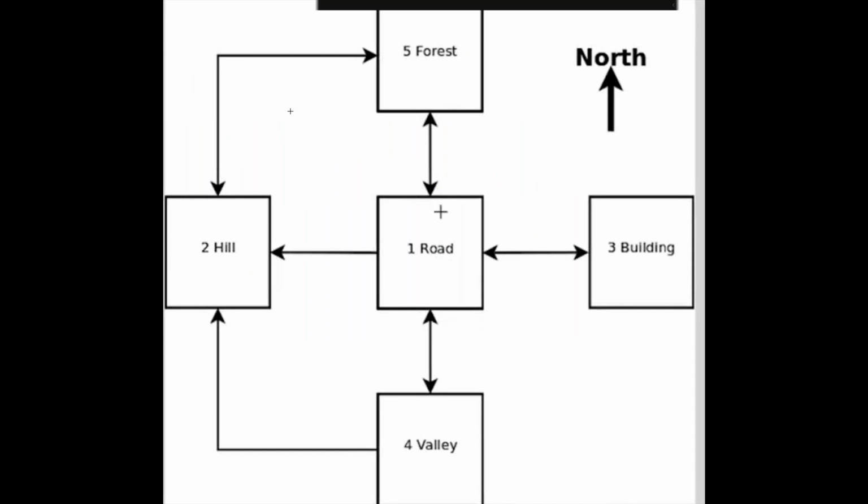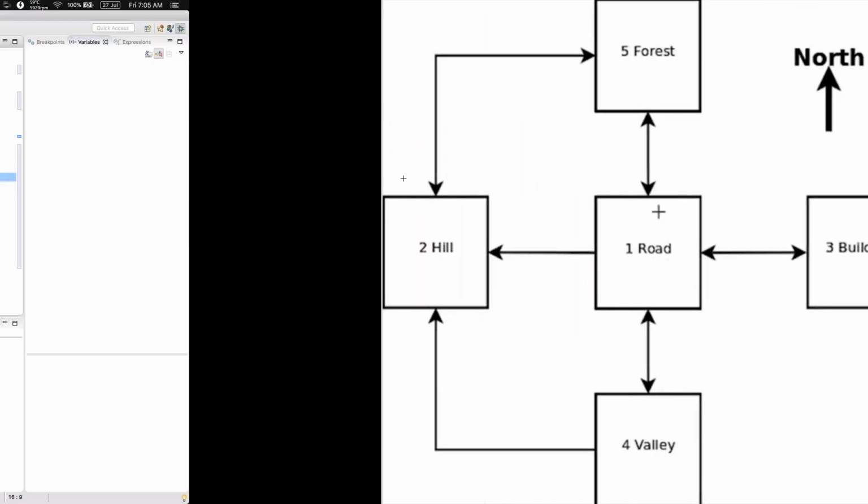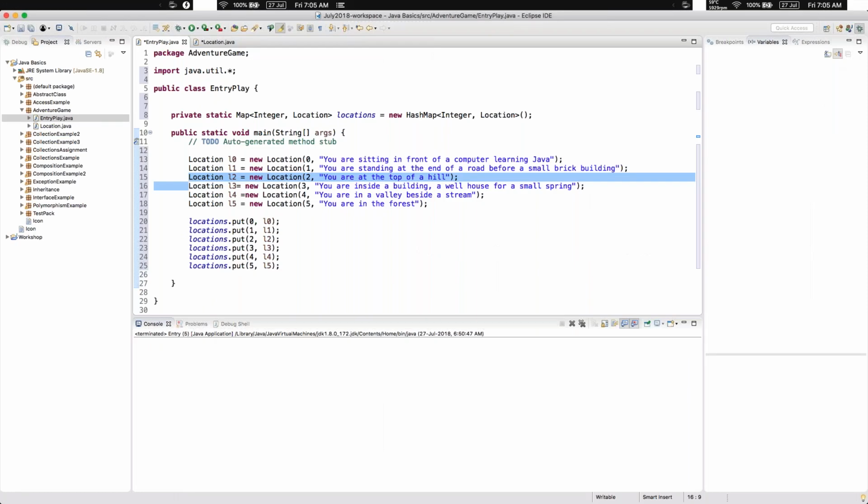Now, I need to have a list of all these items. So I am putting it into a collection, and that is a map with the integer as a key and location as a value. I can see why you are getting confused.